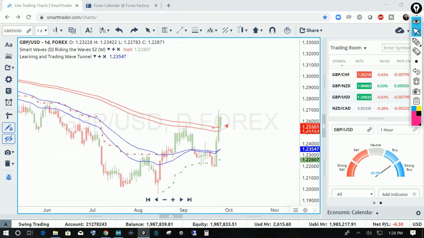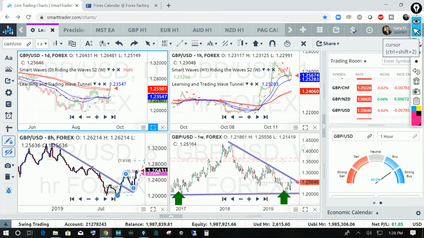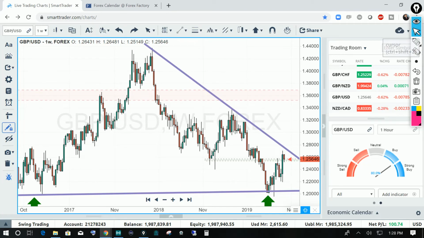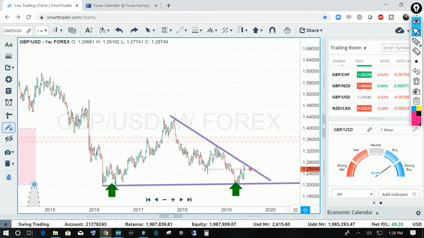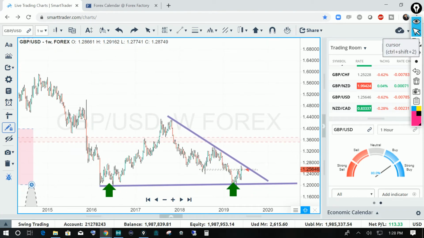Now, you could also go to a higher time frame, like we saw over here. This is the weekly. We've seen strong support both times. Support there back in 2016, and we now have 2019 support right here. So over a period of 3 years, we've had support at the same level. Markets are holding off at that level.